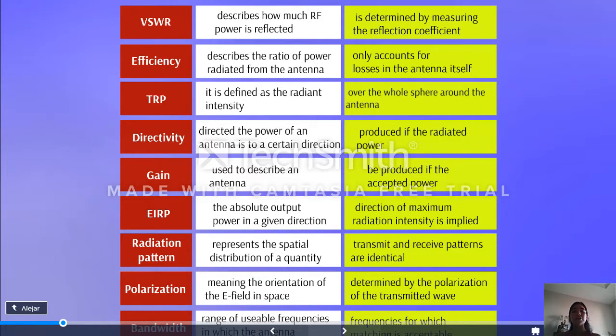Radiation pattern. The radiation pattern represents the spatial distribution of a quantity that characterizes the electromagnetic field generated by an antenna. For reciprocal antennas, the transmitted and received patterns are identical. Polarization. Every electromagnetic wave has a certain polarization, meaning the orientation of the E field in space. The polarization of an antenna is determined by the polarization of the electromagnetic wave it radiates.